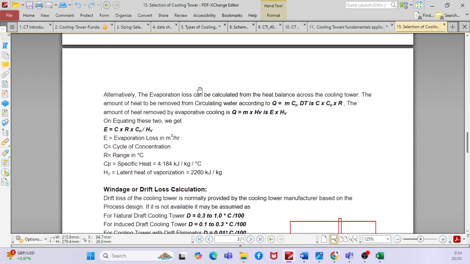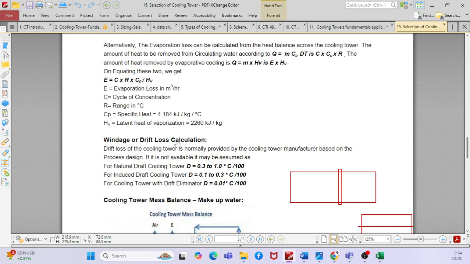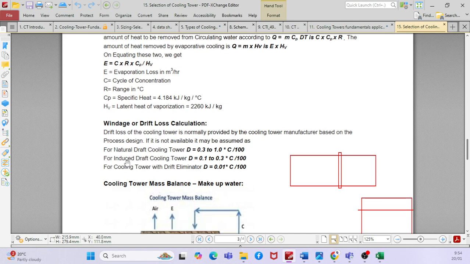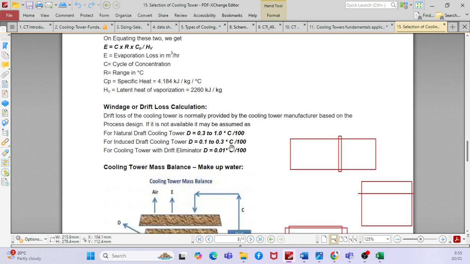Then you can calculate the drift losses. Drift loss normally depends on the type of cooling tower. For natural draft cooling tower, it normally varies from 0.3 to 1 multiplied by C divided by 100. For induced draft cooling tower, 0.1 to 0.3 multiplied by C divided by 100. And for cooling tower with a drift eliminator, 0.01 multiplied by C divided by 100. So this is the equation.